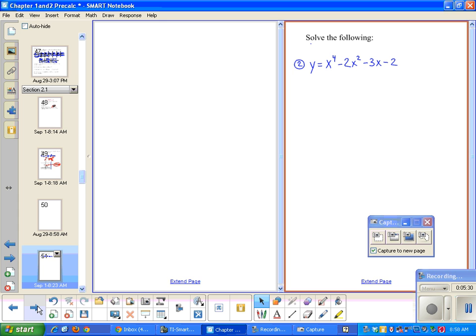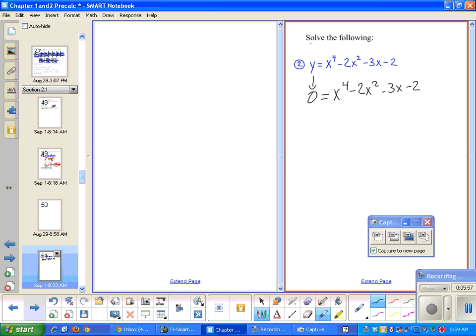Okay, let's move on to our next example. And in this one, we are solving the equation y equals x to the fourth minus 2x squared minus 3x minus 2. Now, in this case, we want to solve it, so we can just change that y to 0. Whereas last time we had two different polynomial equations, this time we have a polynomial equation set equal to 0.